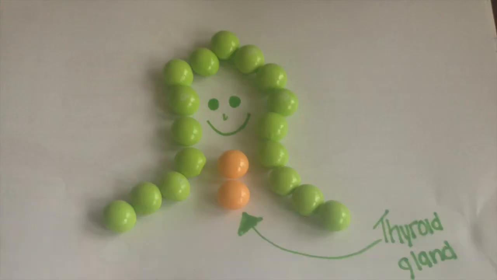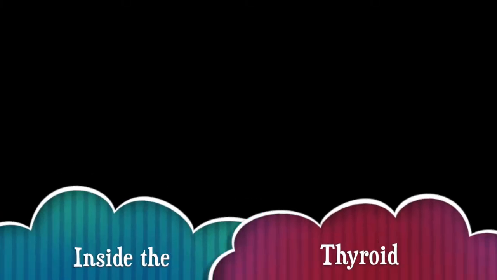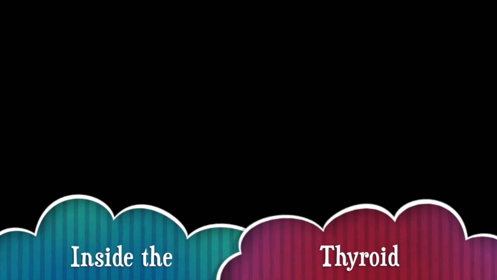The thyroid gland is located in the neck. It secretes hormones which regulate growth and development through the rate of metabolism. Inside the thyroid.